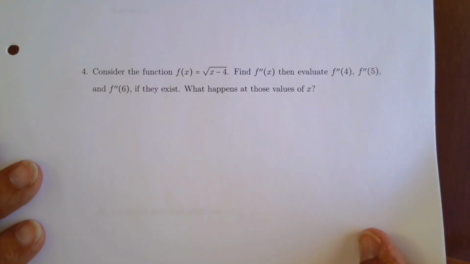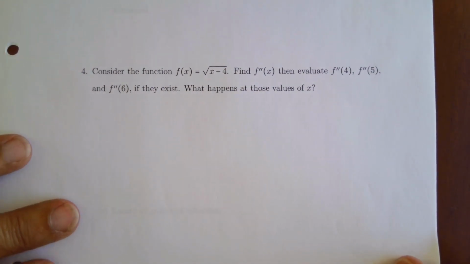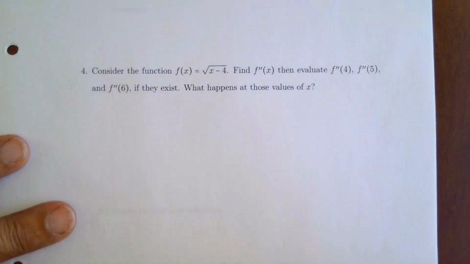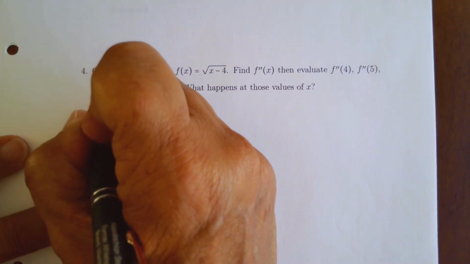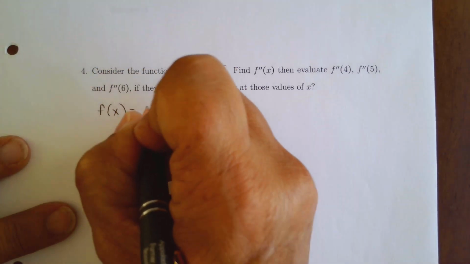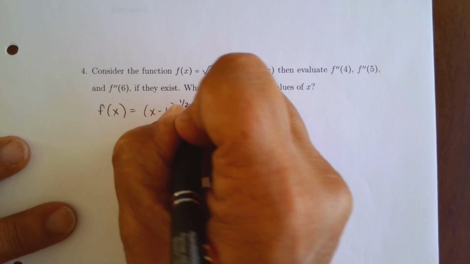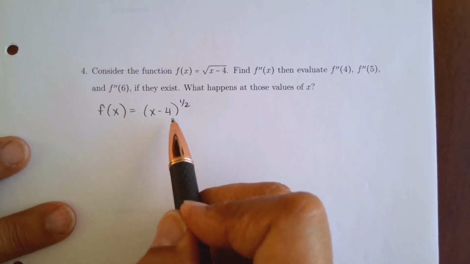All right. Let's look at number 4. Consider this function and then the same thing. We're going to find the second derivative and evaluate at 4, 5, and 6 on this one. All right, so here's the function. I'm going to go ahead and write it as x minus 4 to the 1/2, right? That's the square root of that.